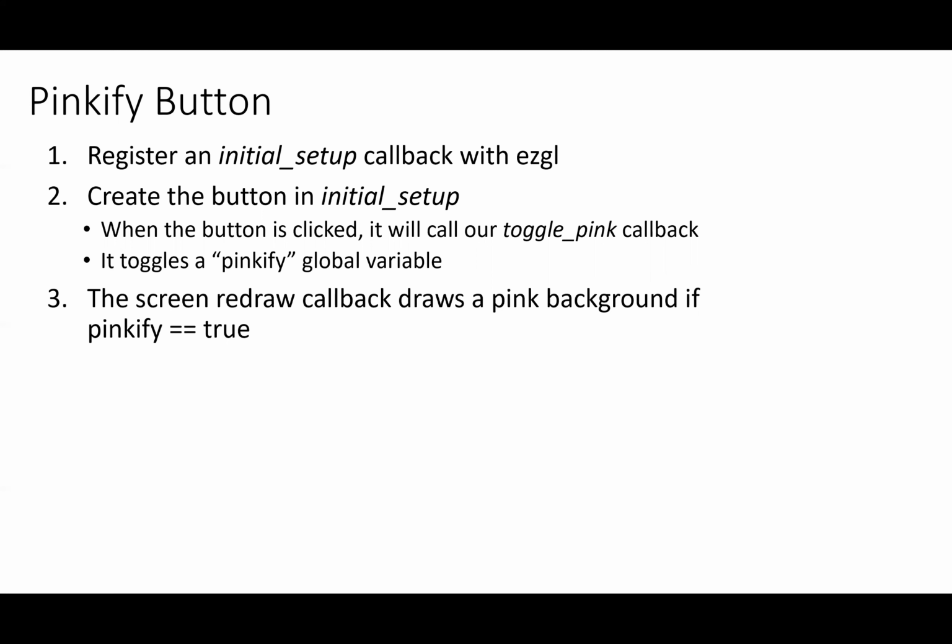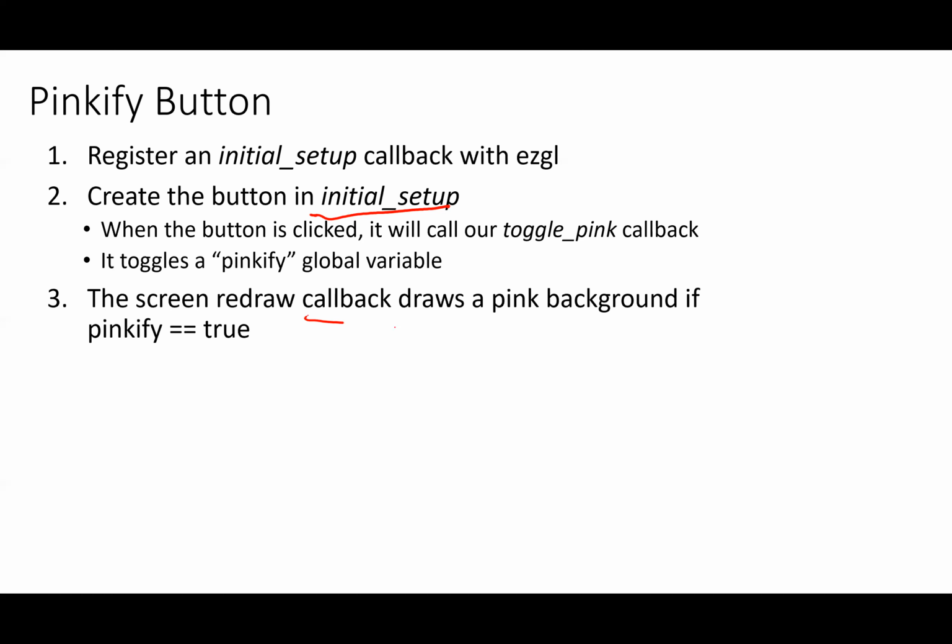So there are 3 steps. You have to create the button in your initial setup callback, so you're going to have to register that callback. Then in your initial setup routine, which you're going to have to write, you're going to create the button by making an appropriate call. And when you create that button, you're going to attach it to its own callback, a function that will be called whenever it's clicked. It'll be called automatically by EasyGL.